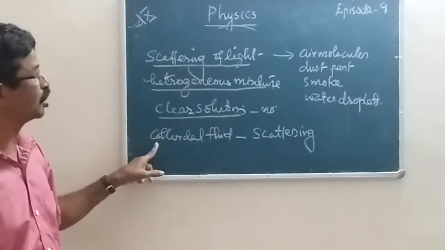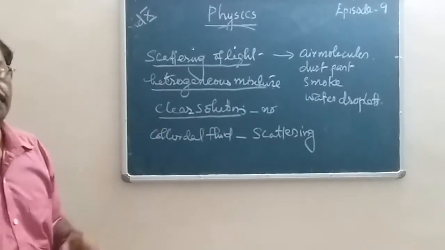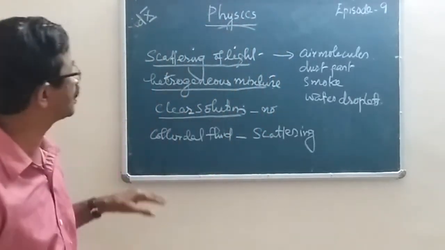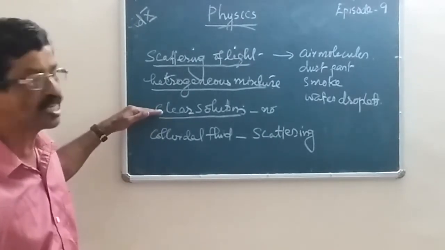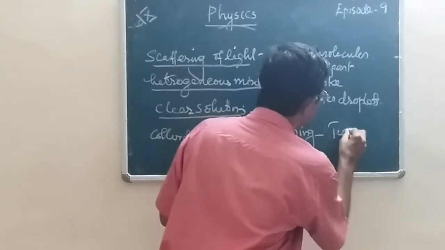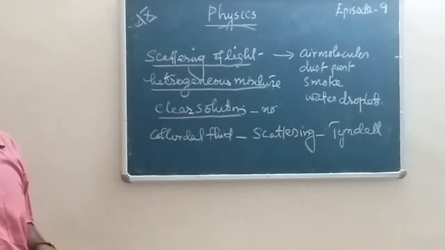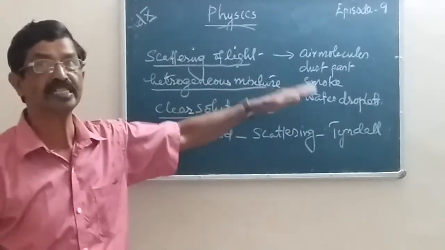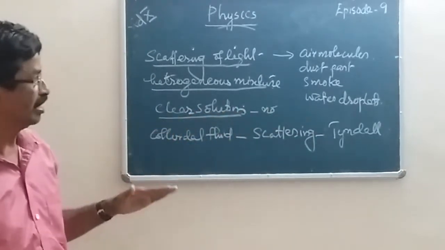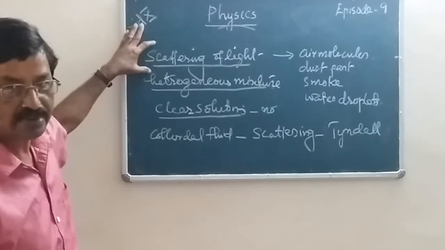When light passes through a colloidal fluid, irregular reflection or scattering takes place. Because of that we can see the path of light, and it is called the Tyndall effect. Now you want to remember what scattering actually is.